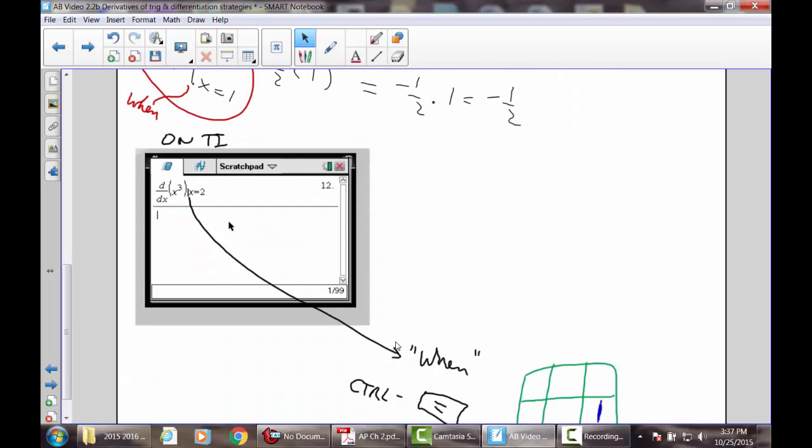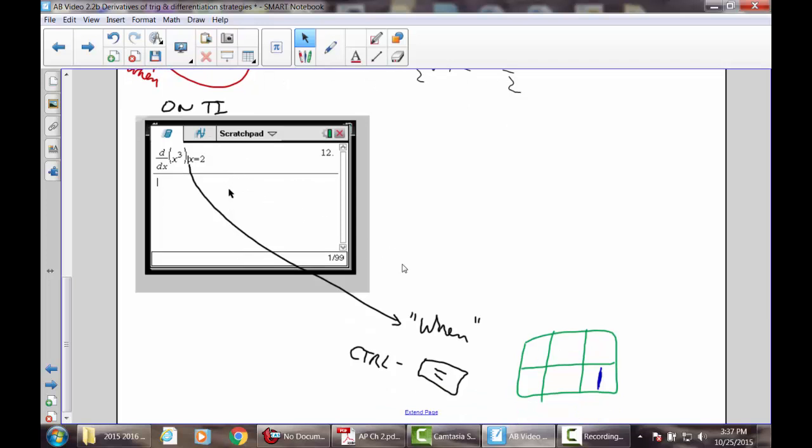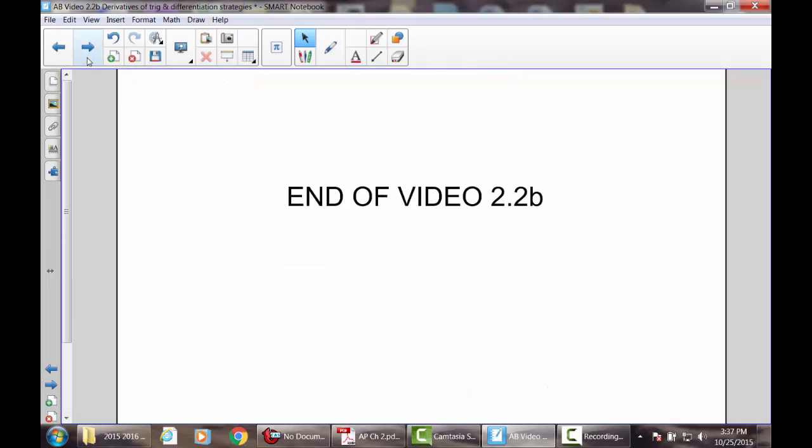Okay, so again, just a reminder of how you would do that on a calculator. The x goes on the outside, and you find it by pressing Control equals. And that's the end of video 2.2b.